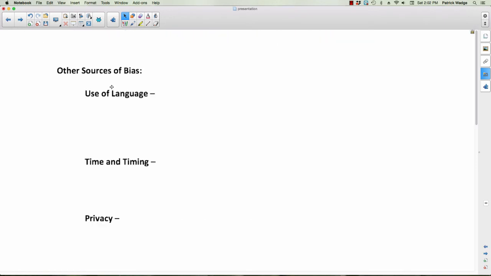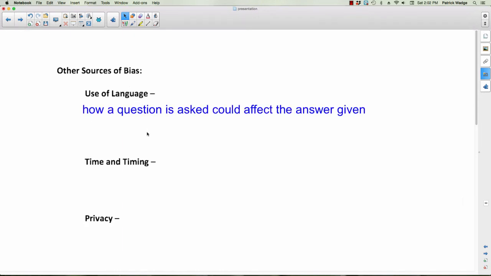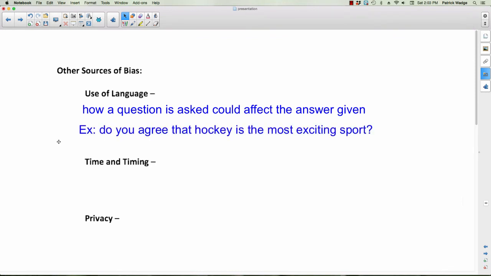Okay, there's other sources of bias. Even if you sample correctly, the way you choose members to sample, there's other things you have to watch out for. One thing is use of language. So how the question is asked could affect the answer that's given. Say, for example, I ask this question: do you agree that hockey is the most exciting sport? This is very biased. Do you know why?